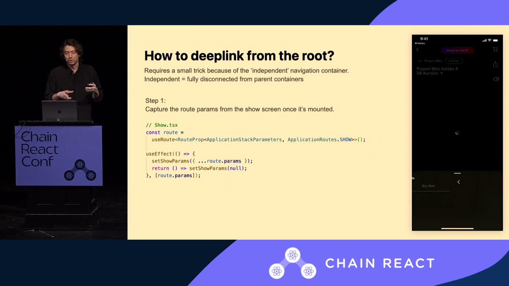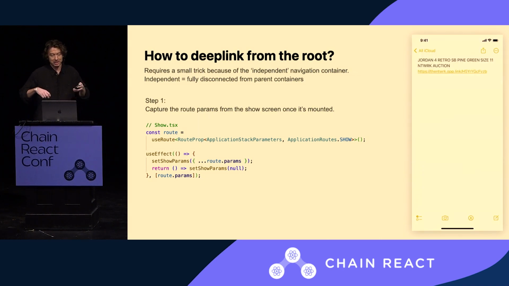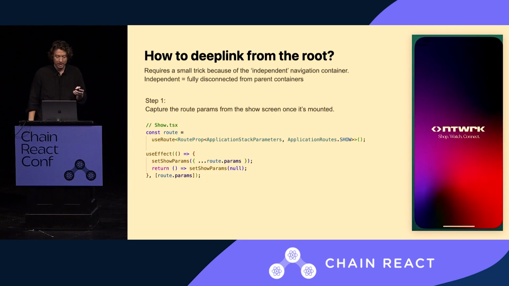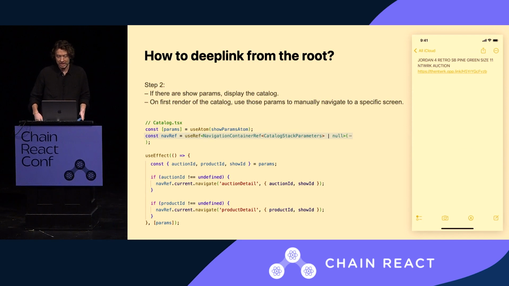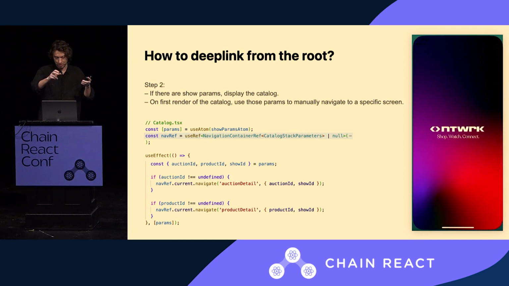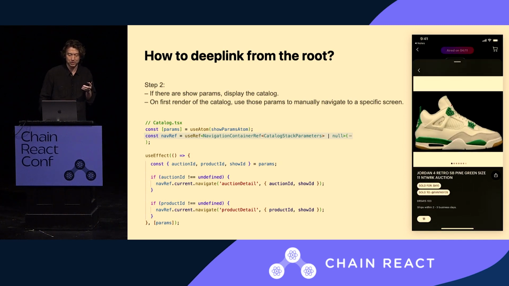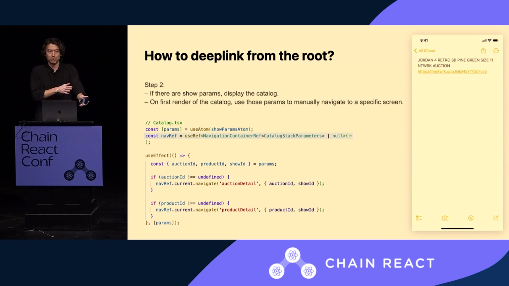The trick that we had to come up with is basically capturing the parameters of the show screen, saving that in some state, and then rendering the catalog, making it animate up, and then taking those params in a component deeply nested inside the screen and routing to the proper detail screen within that.